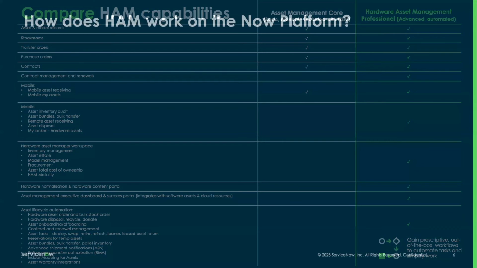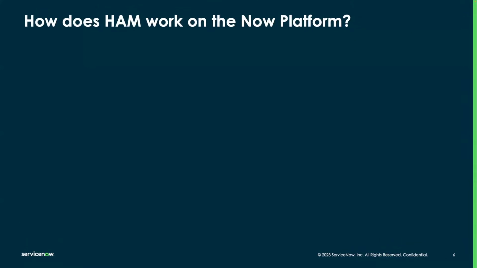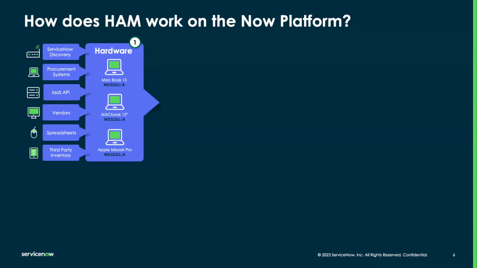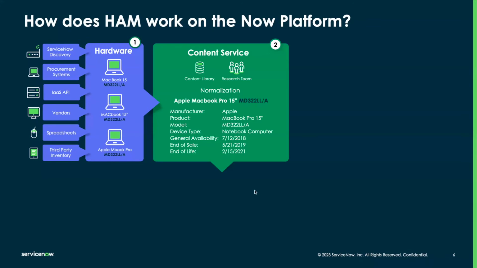So before jumping into a demo of how hardware asset management works on the Now platform, I wanted to quickly go through how this actually works from a process perspective. The first step is making sense of that different discovered hardware data. That discovered data can come from various sources. It can come from your discovery tools, procurement systems, even from spreadsheets as well.